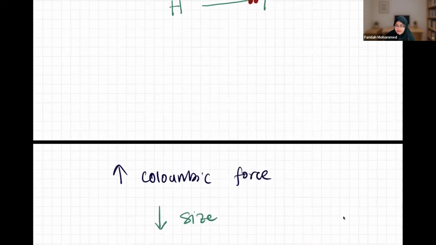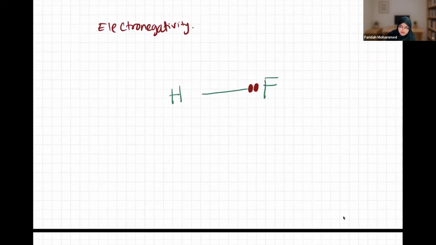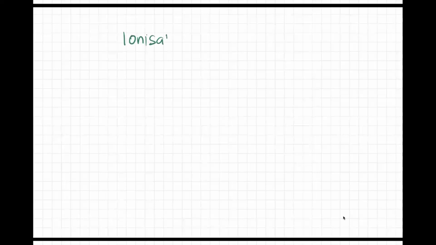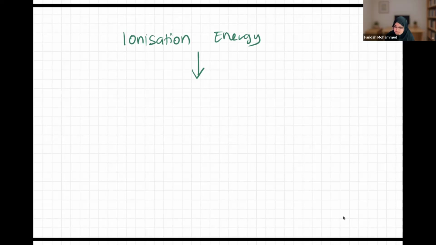Now let's talk about ionization energy. What is ionization energy? Ionization energy is the amount of energy required to ionize said element or atom. What do you mean ionize? To release an electron, right?